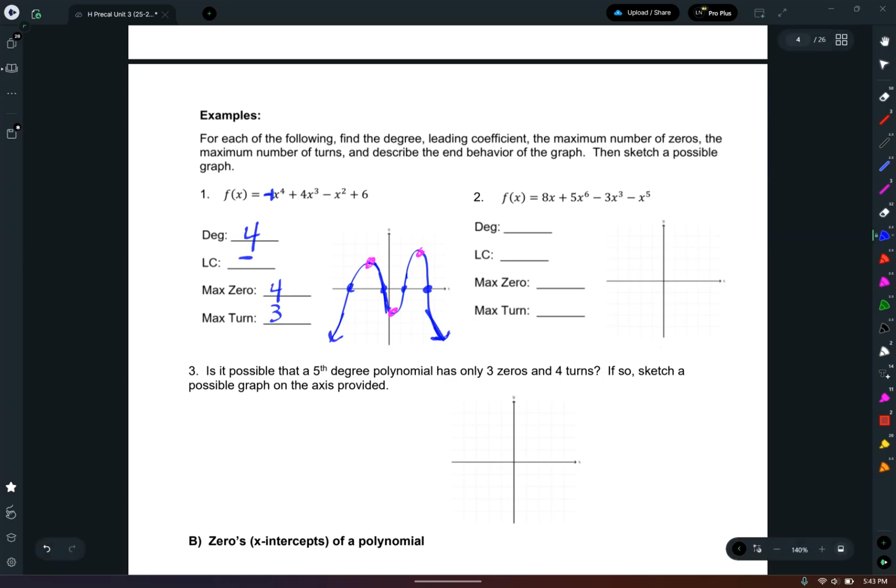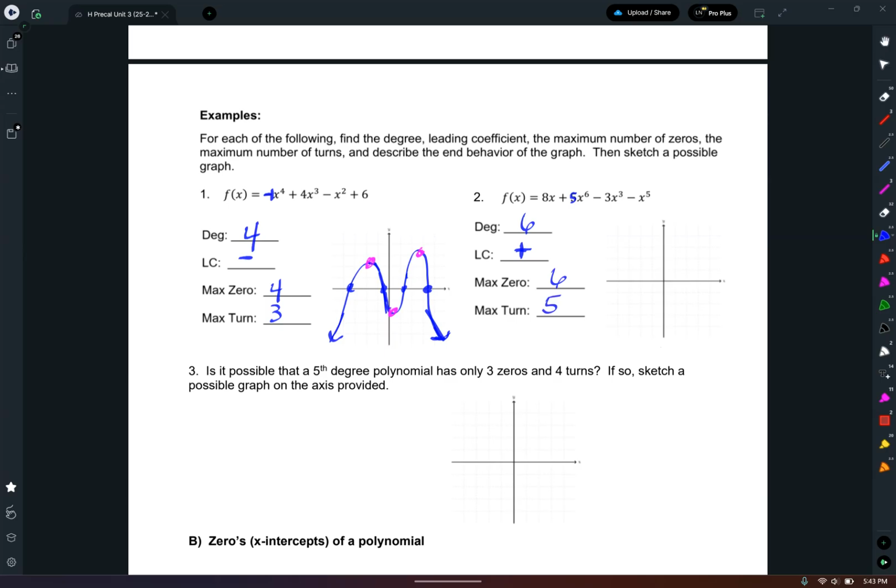For number 2, the overall degree: notice the terms are not in nice, neat order, but I can tell the highest exponent is 6. And then the leading coefficient on that 6 is a 5. When I say leading, it means the coefficient of the highest exponent term. So the leading coefficient is that positive 5. Again, all I care about is that it's positive. So the maximum number of zeros would be 6, and the maximum number of turns would be 5.